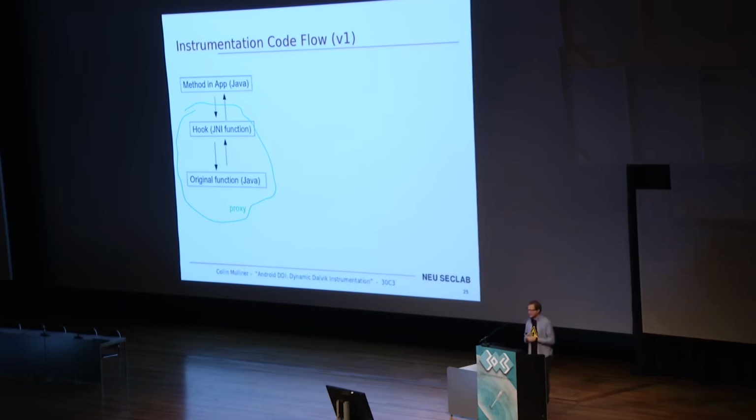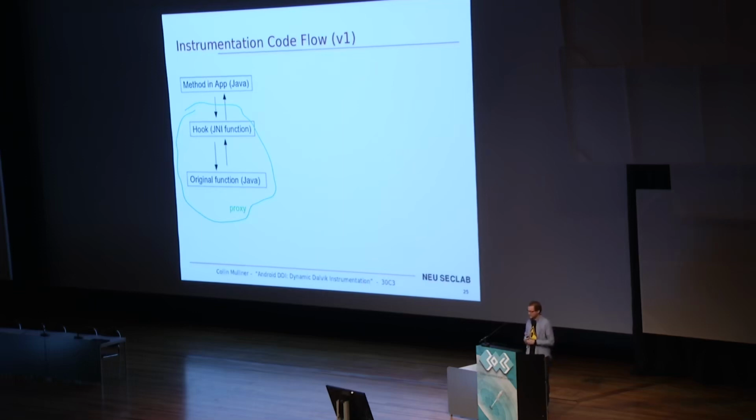So let's take a look at how the instrumentation code flow actually works. We have some application and some method in it. If we hook it, the application will go down and your hook will be executed. Your hook might or might not then call the original function, and then at some point return execution back to the main application.